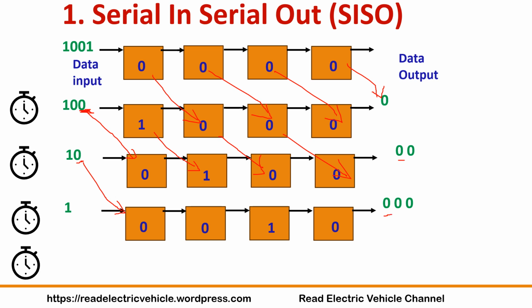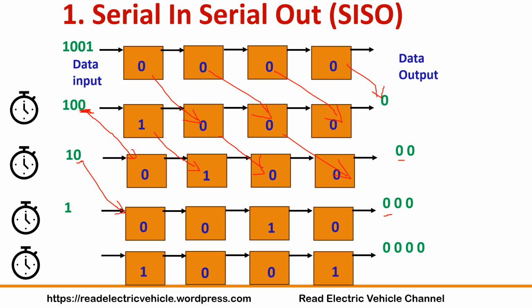Next we again apply the clock pulse. This final data, the fourth bit of the 4-bit data, will be entering the flip-flop. This will come here, this will come here, and this one will come here. So we will get the output as 0, 0, 0.